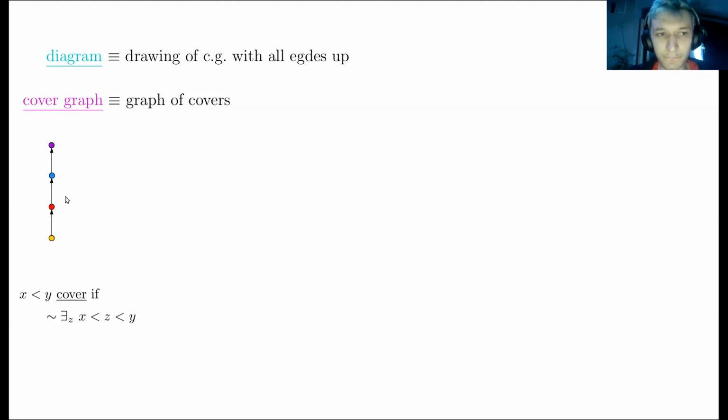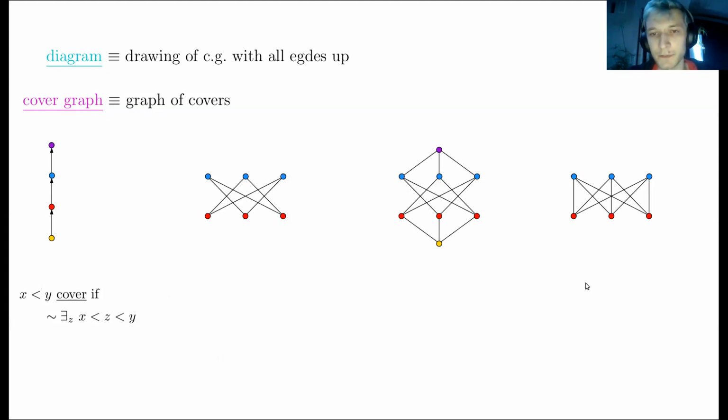Okay, and so this is a very simple poset. Let us show some more complicated ones. So these are some posets, and these are diagrams of these posets. So in each of those drawings, if I have a black line, then it means that actually I have an arrow from what is below to what is above. So for example, this red is below this blue, and this blue is below this purple, and so on.